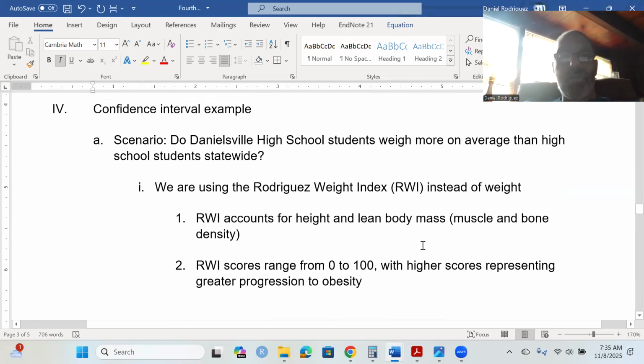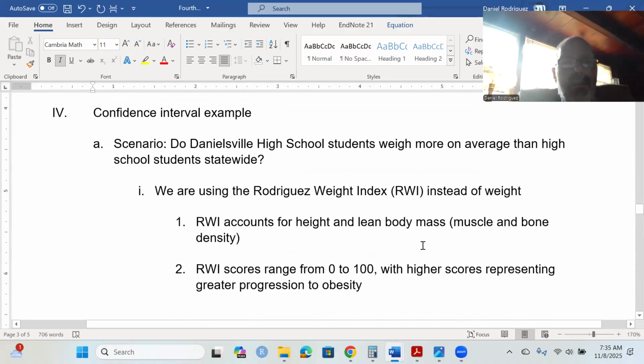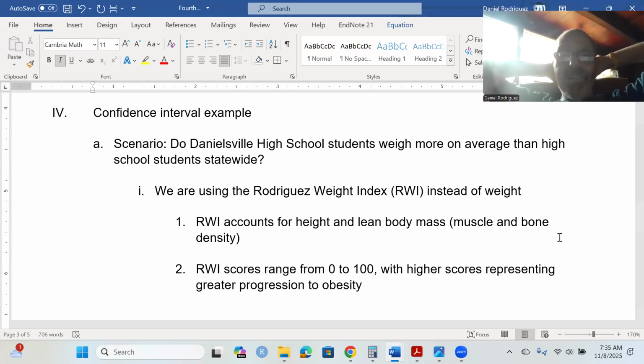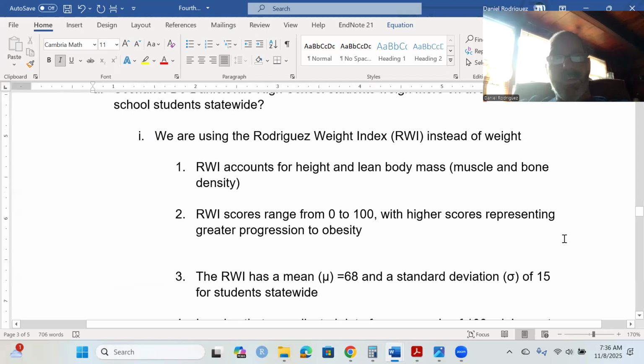All right, let's do an example here. I think I did this one. Yes. Do Danielsville high school students weigh more on average than high school students statewide? We're using the Rodriguez Weight Index, RWI, instead of weight. Why not? Because heck, it's my world and we just all live in it. RWI accounts for height and lean body mass.